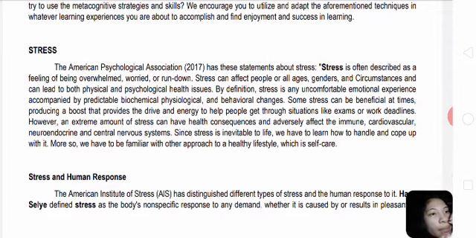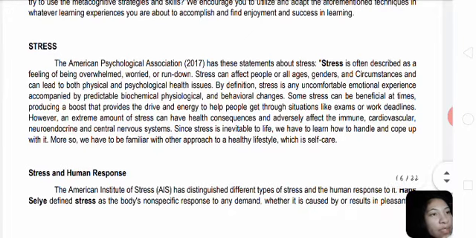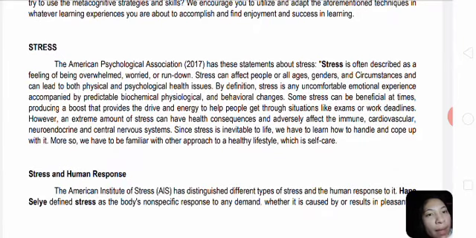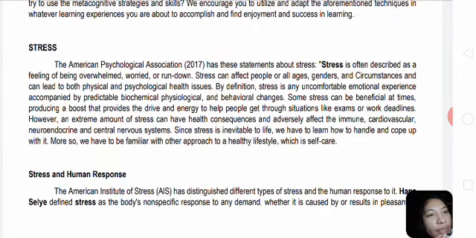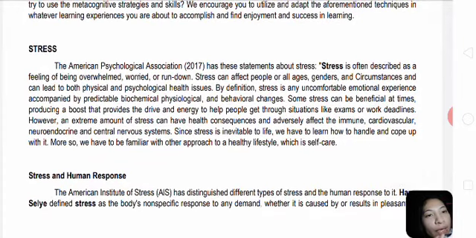Some stress can be beneficial at times, producing a boost that provides the drive and energy to help people get through situations like exams or work deadlines. However, an extreme amount of stress can have health consequences and adversely affect the immune, cardiovascular, neuroendocrine, and central nervous systems. Since stress is inevitable to life, we have to learn how to handle and cope with it. More so, we have to be familiar with another approach to a healthy lifestyle, which is self-care.